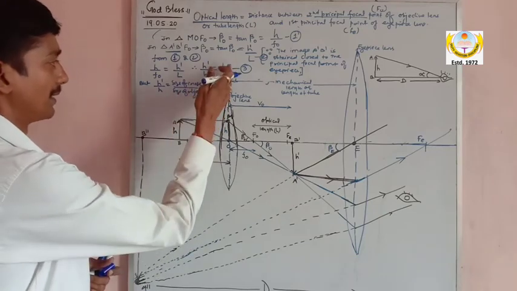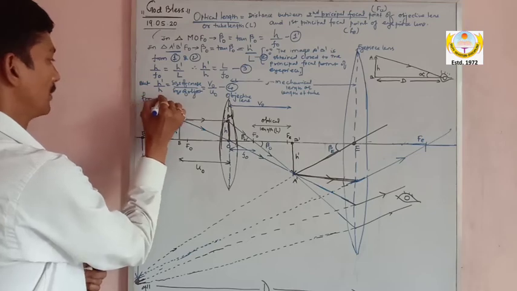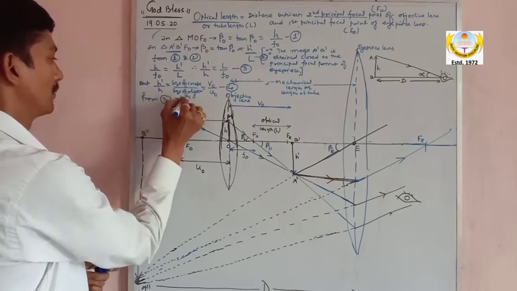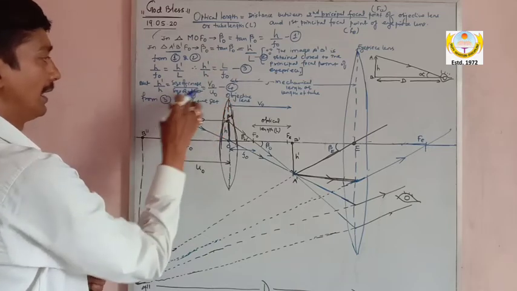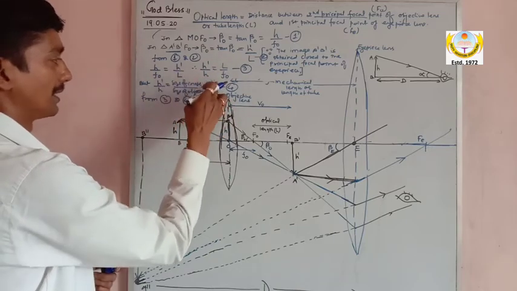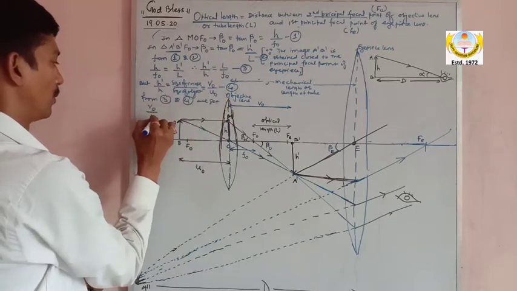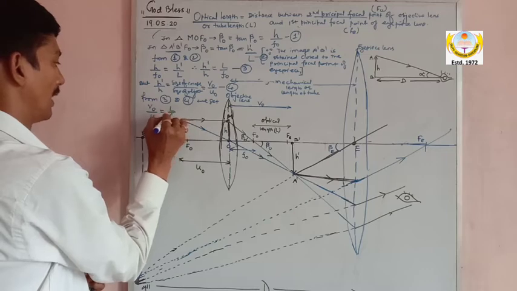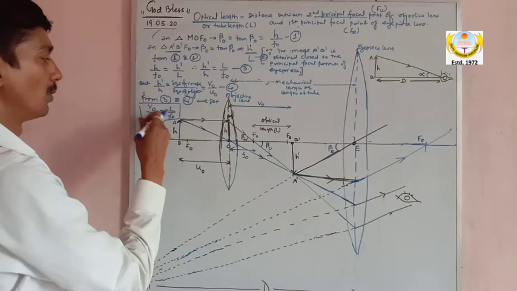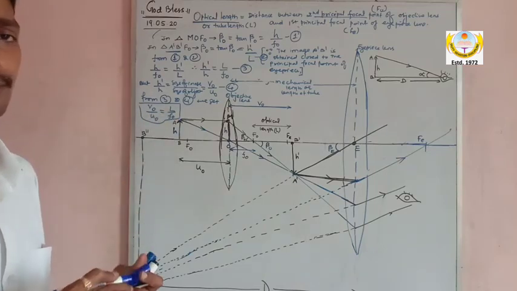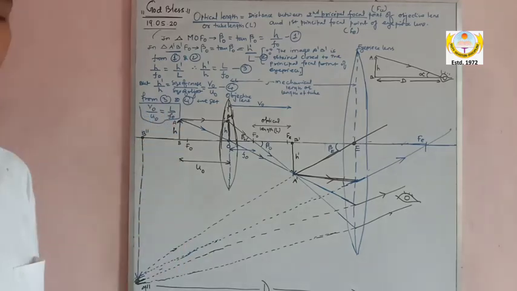Now put this as equation number 4. From 3 and 4, H dash upon H is VO upon UO, so VO upon UO is equal to L by FO. Now I got VO upon UO is L by FO.